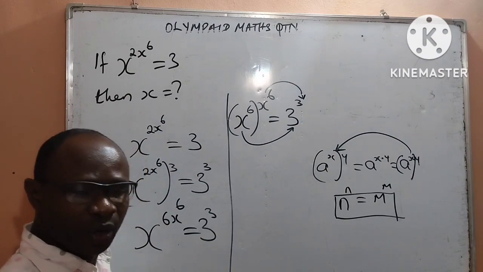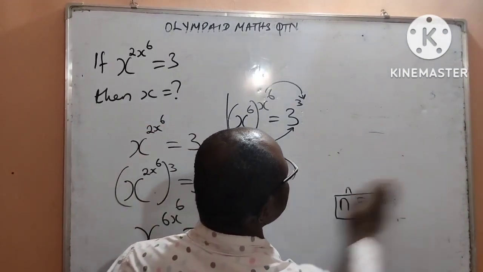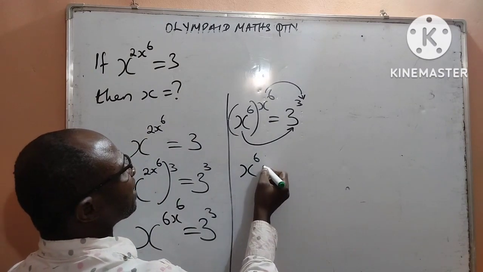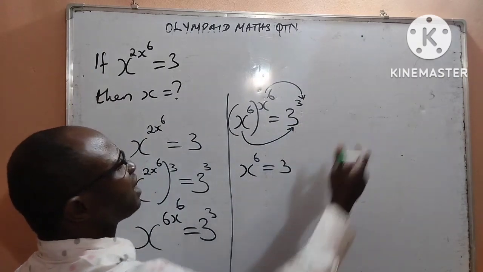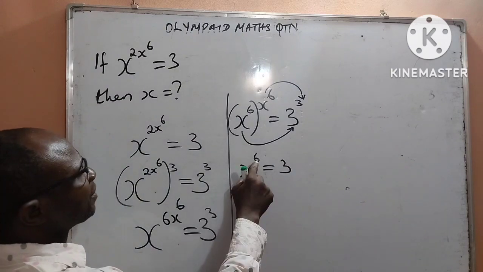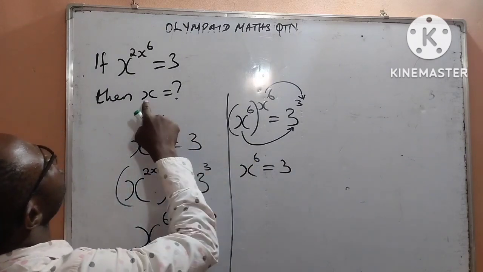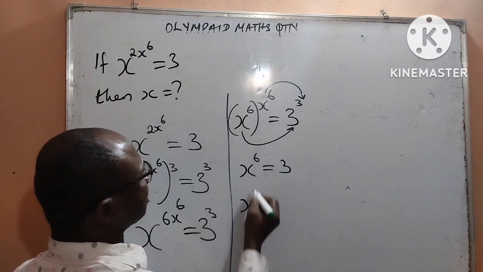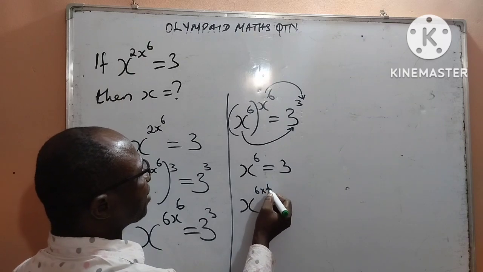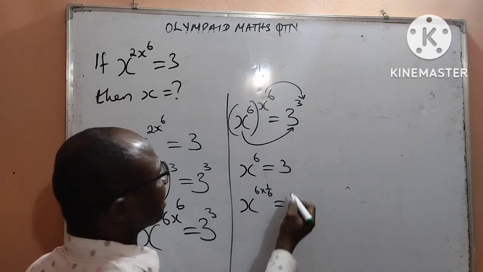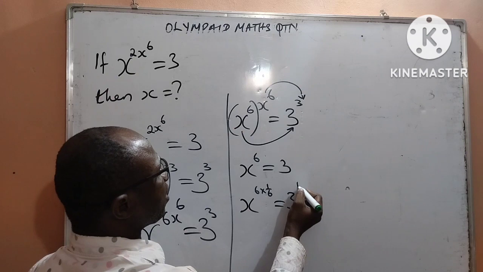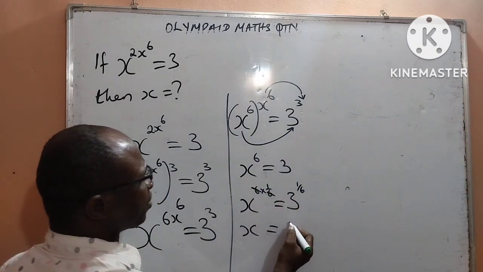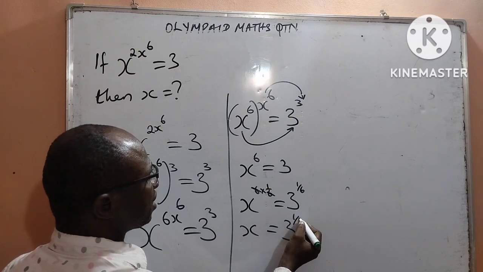So I can now conclude by this that my base, which is x to the power 6, is equal to the base on the right hand side. And for me to clear this 6, because my interest is to know the value of x, I can simply do that by multiplying by the power 1 over 6, and to the right hand side I also do 3 to the power of 1 over 6, so that 6 can cancel 6 here, giving me x equal to 3 to the power of 1 over 6.